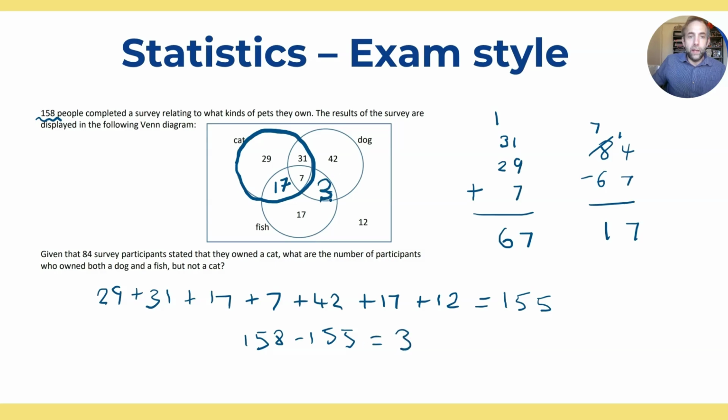And these are the people who own a dog and a fish because there's an overlap there, but they don't own a cat because we're not overlapping the circle which represents cat. So our answer is 3. And that is a tricky Venn diagram question. In most Venn diagram questions, you'll only see 2 sets, 2 circles. So if you followed this one, then really well done, because it is on the more difficult end.